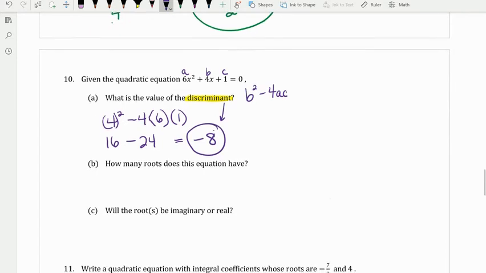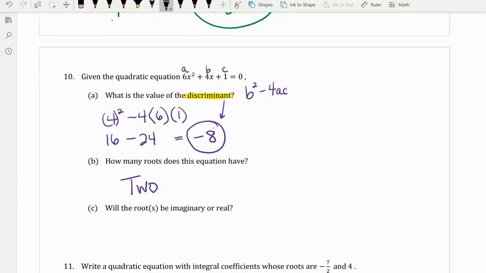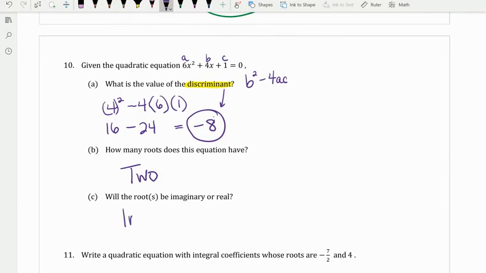Right? Because we have a negative underneath our radical, that means we're going to have our 2 imaginary roots. So this would have 2 roots, and our roots will be imaginary because it was a negative under that radical. Okay, if it was a positive, we'd have 2 real roots, and if it's a 0 for the discriminant, then we have 1 real root.